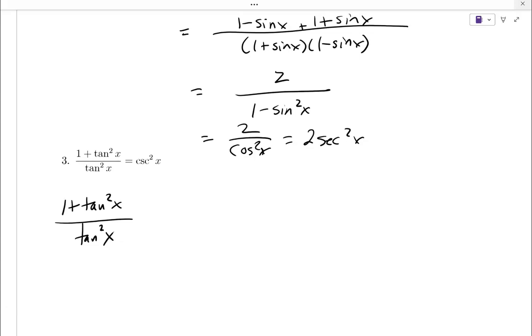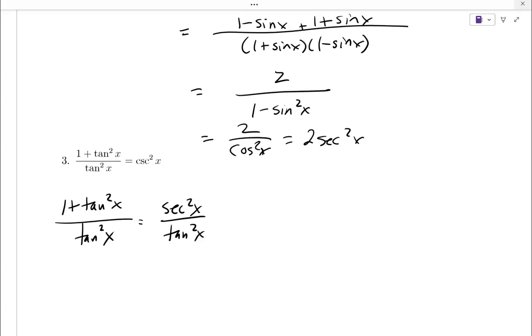First, let me ask you this. Do you see anything you're going to replace the numerator with? Do we know anything that 1 plus tangent squared is equal to? Secant squared x. Good. Right? That could be step 1.